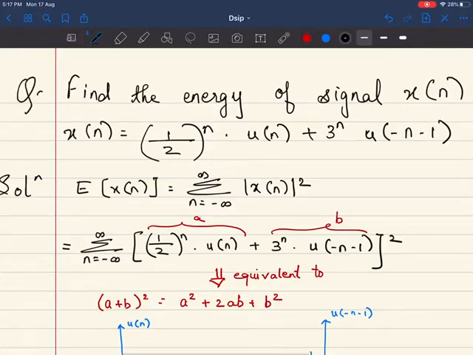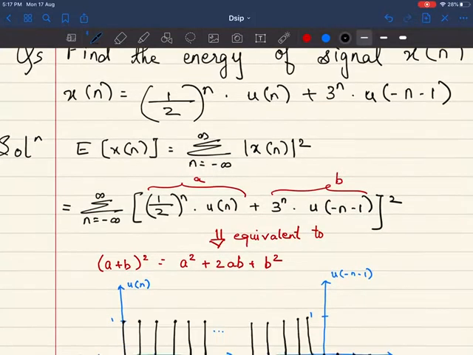Let's see another question on energy signals. The question is, find the energy of signal x of n, where x of n is equal to (1/2)^n u(n) plus 3^n u(-n-1). Okay. Now, let's start with the solution.